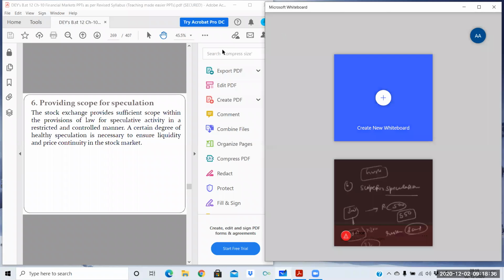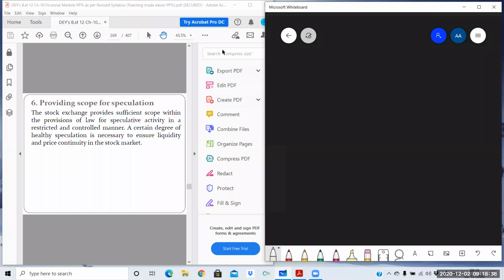So this is all about the functions of the stock exchange. The stock exchange provides a platform where buyers and sellers can meet and perform the buying and selling activity.